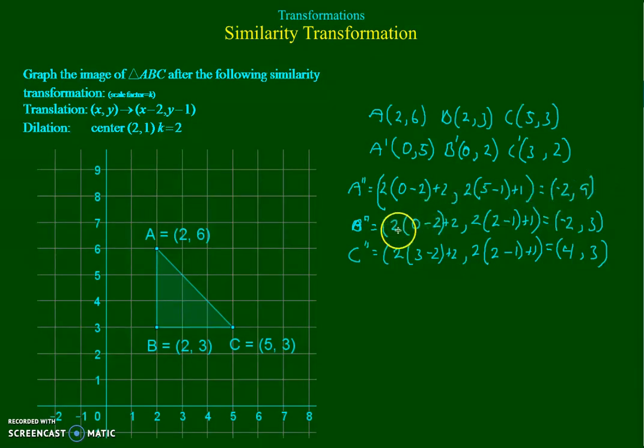Doing the same thing with this one. Scale factor, point, minus 2 plus 2. Scale factor, point, minus 1 plus 1. That's negative 2, 3. Then scale factor, 3. That's the x-coordinate of our point. Minus 2 plus 2. Notice all the minus 2 plus 2's. Scale factor, point, which is another 2 here, minus 1 plus 1. So this gives us 4, 3. And there is our similarity transformation, which is just a composition of a translation followed by a dilation.